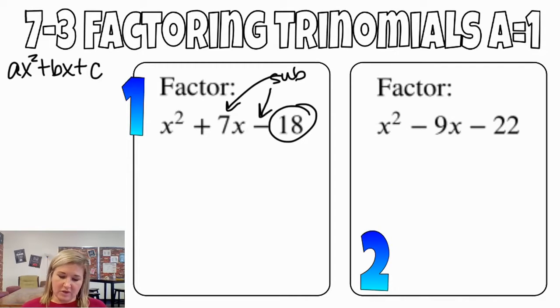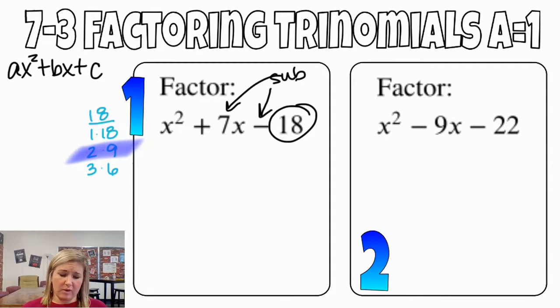So let's look here. I'm going to write out my factors of 18. I have 1 times 18, 2 times 9, and 3 times 6. The pair that is going to subtract to give me 7 is this pair right here, 2 times 9. 2 and 9, when you do 9 minus 2, gives you 7.